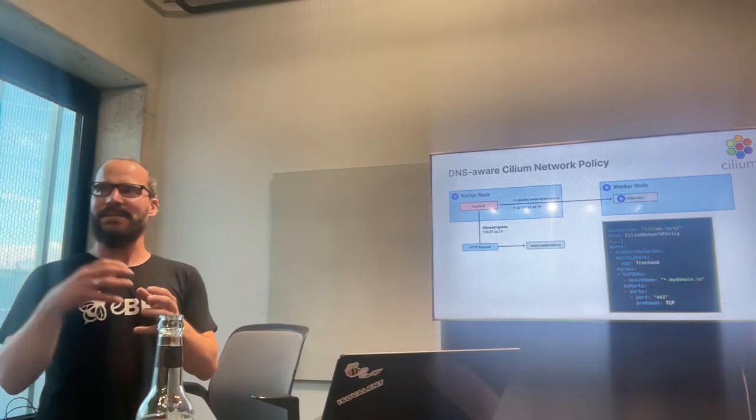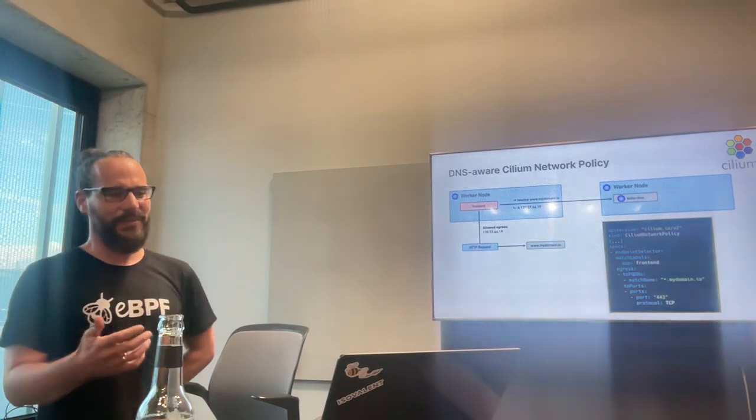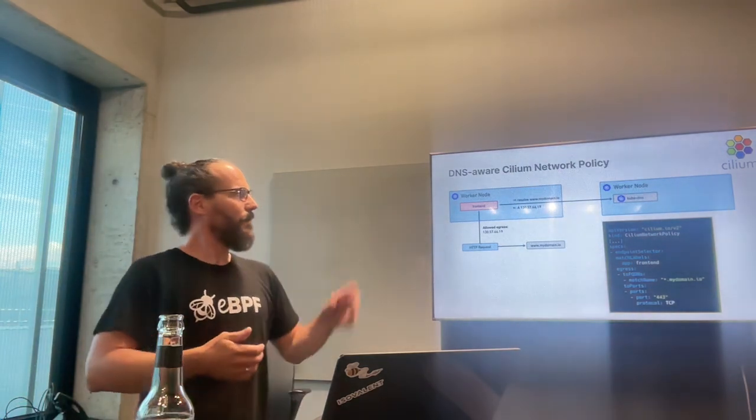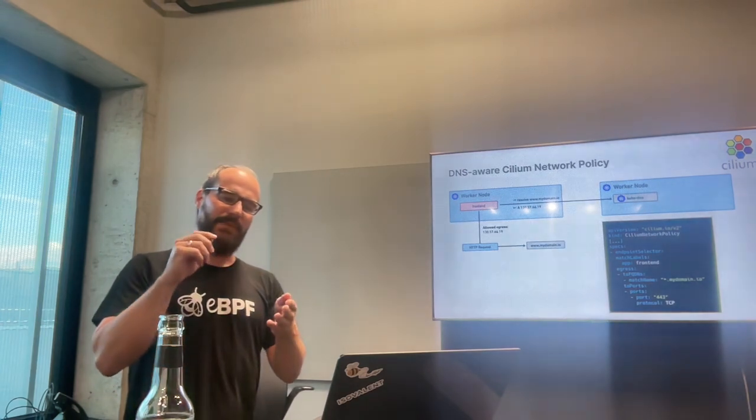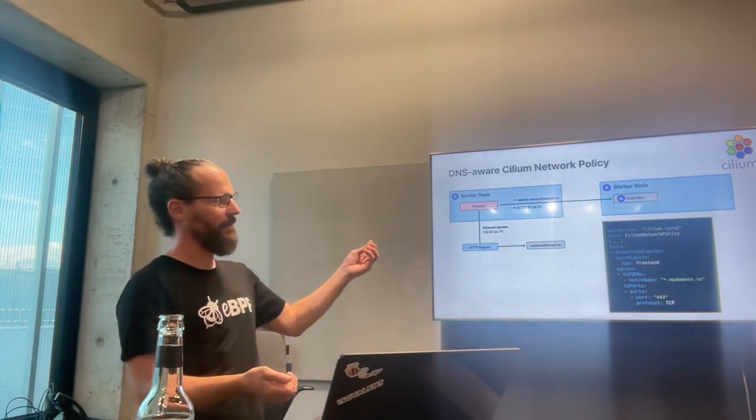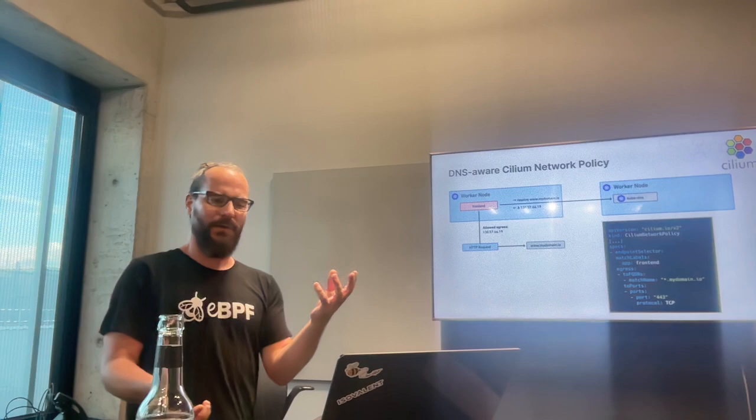So if we're targeting something outside of the Kubernetes cluster with a policy and we don't have the IP address under control, and it may change over time, as we're inspecting every DNS request, we can make sure that the eBPF program enforcing the policy is always up to date with the latest IP address of the destination.